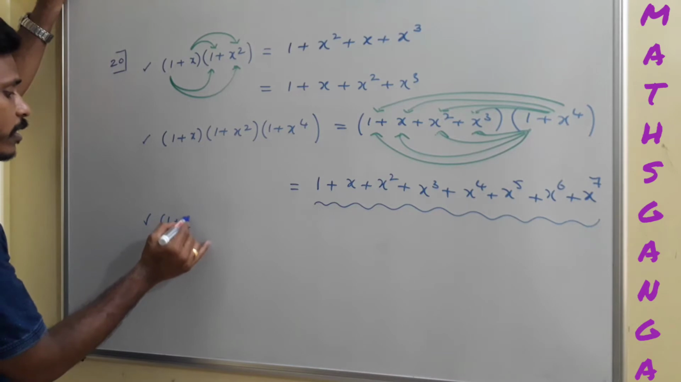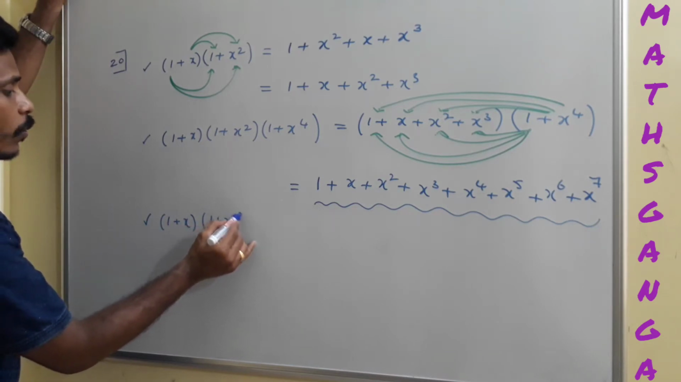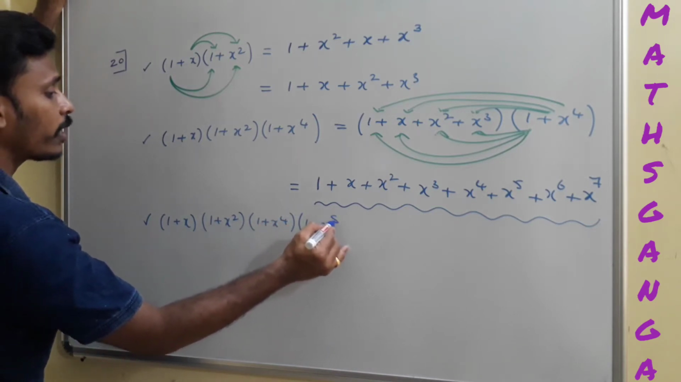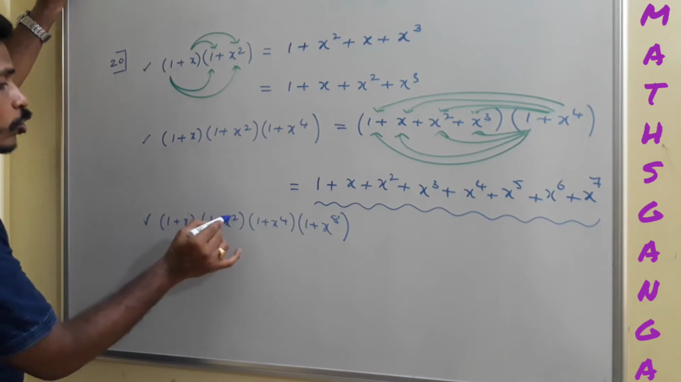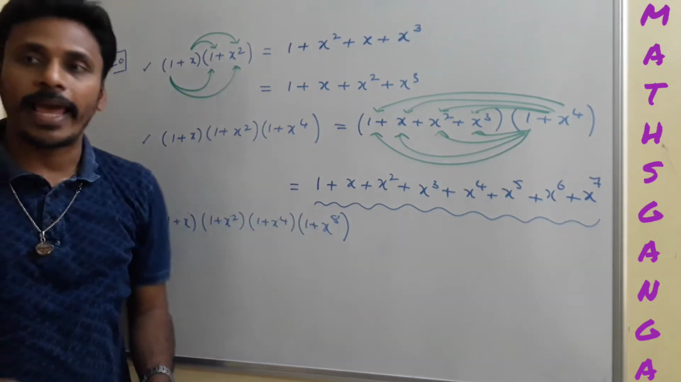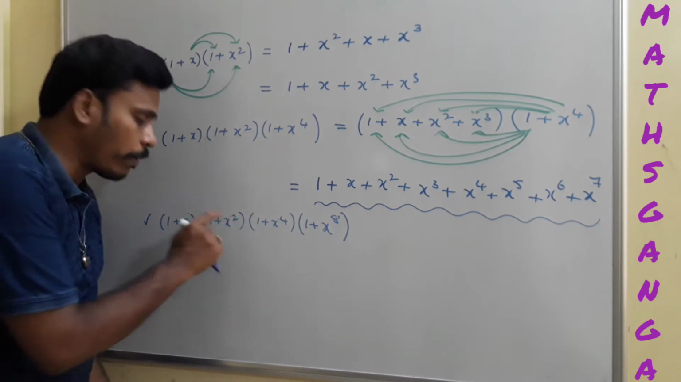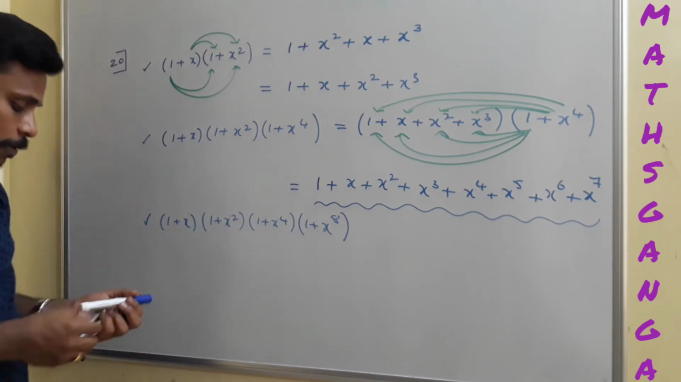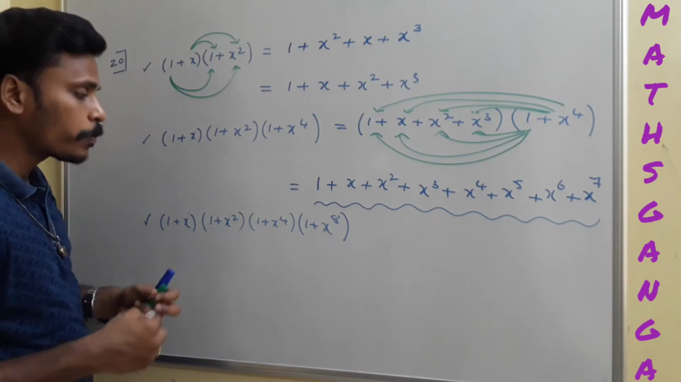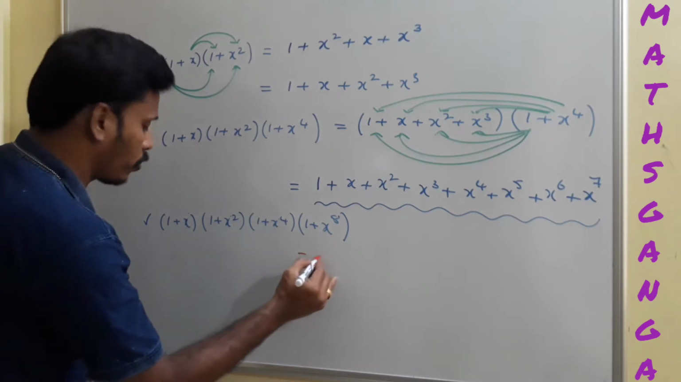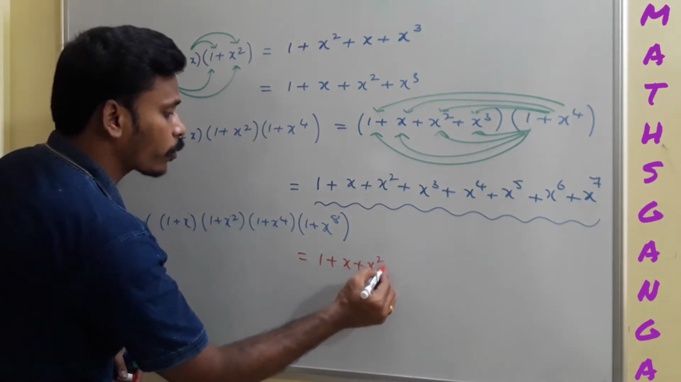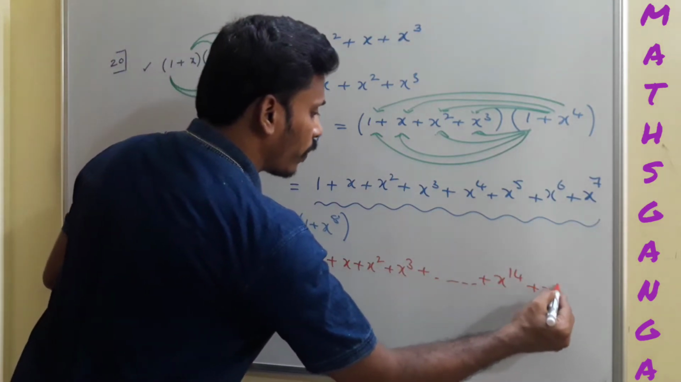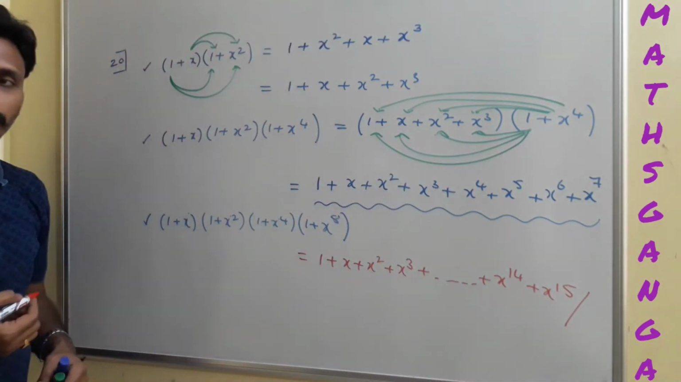If I have four terms like this, 1 plus x, 1 plus x square, 1 plus x power 4, and then I need to take 1 plus x power 8. In the sense these powers should be powers of 2 again. Okay, like this is 2 power 0, and this is 2 power 1, and this is 2 power 2, and this is 2 power 3. So if you have terms in such a manner, then if you observe this product, this result is just nothing but 1 plus x plus x square plus x cube plus, and continuously you will get up to x power 15. That's the product. Is it clear?